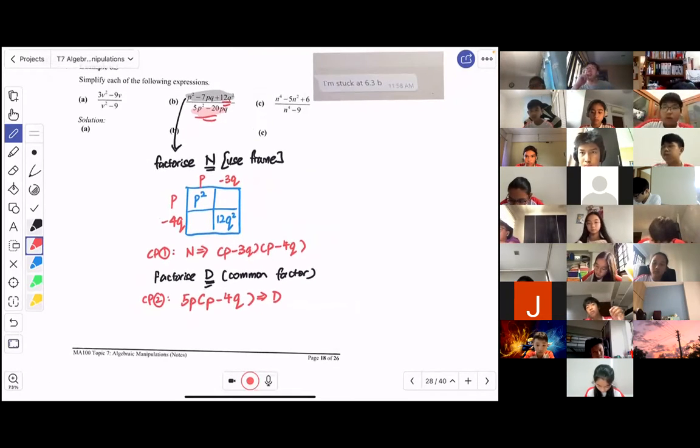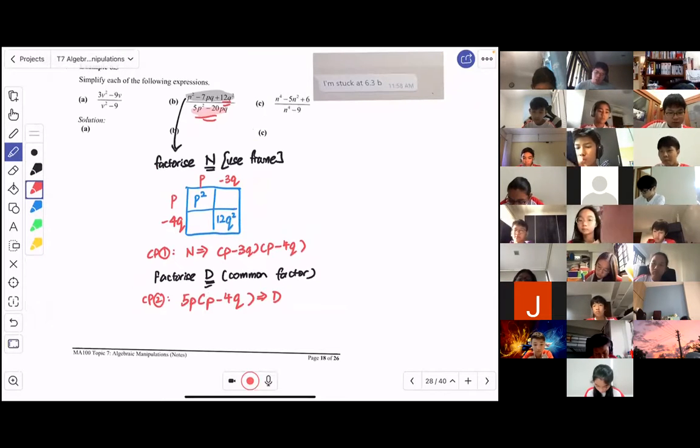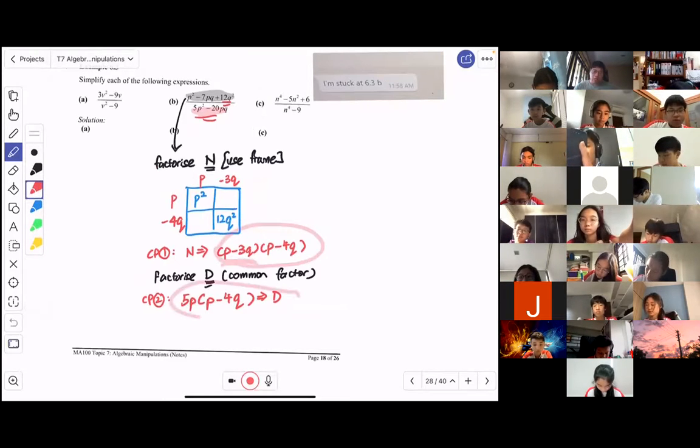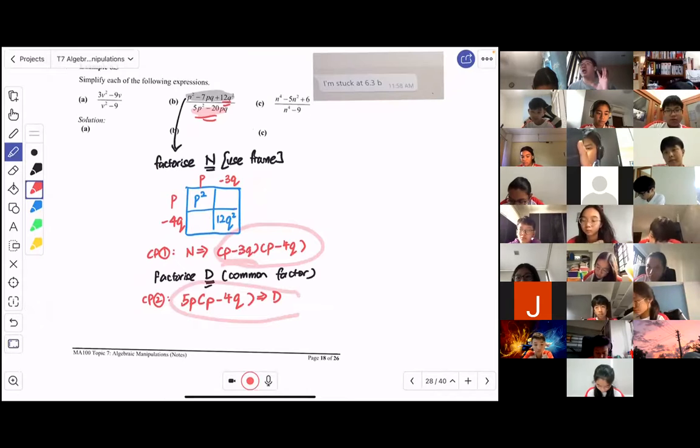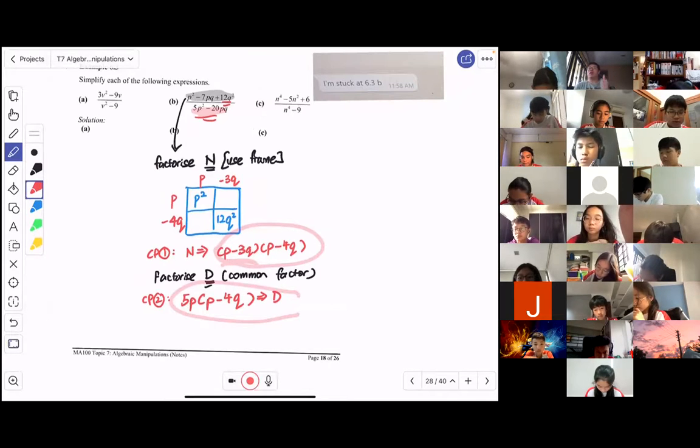So once you obtain this as your numerator and this as your denominator, you should find that there are things to cancel off.